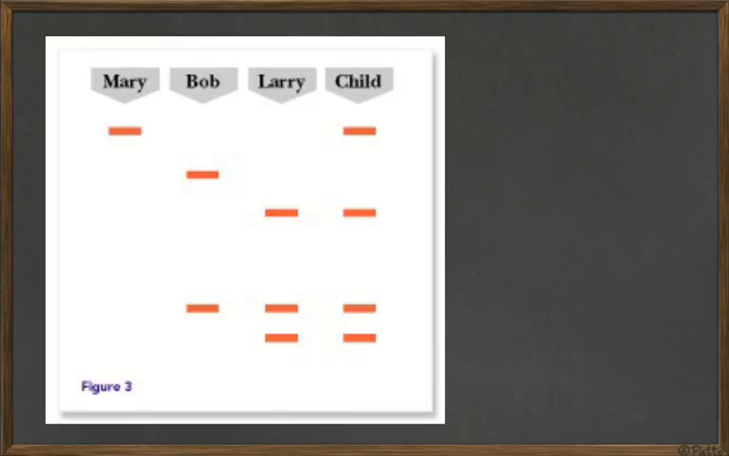Okay, another example here. We have a child, we have Mary, who is the mother, and we can say that this here matches with Mary, and then this here does not match with Bob, but matches with Larry. So this here matches with Larry, this one matches with Larry and Bob, and this one here matches with Larry. So the only parent, Bob or Larry, that matches with the child, in the places that Mary doesn't match, is Larry. So Larry here is the potential father. Hey Larry, you are the dad.